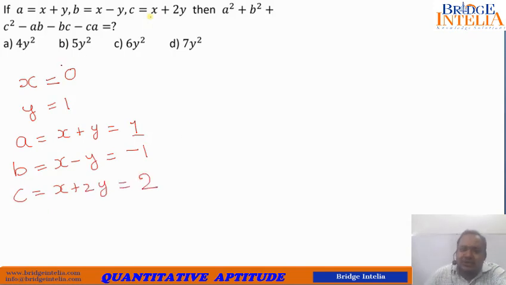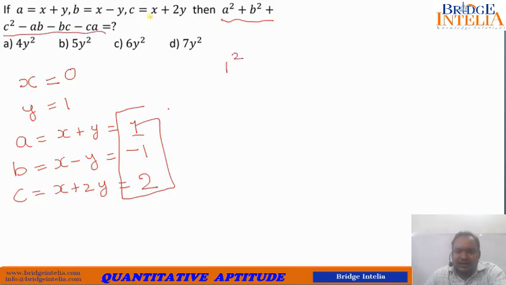Is it or is it not, based on our choice of dummy values? Now what can we do? We have to find the value of this expression. So we can simply substitute. So a square is 1 square, b comes out to be minus 1, so b square is minus 1 square, plus c is 2, so c square is 2 square, minus ab. So ab is what? Minus 1, minus bc. So bc is what? Minus 2, minus ca. So ca is what? Ca is 2.